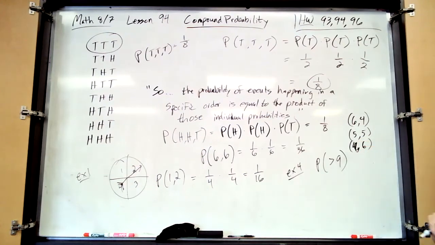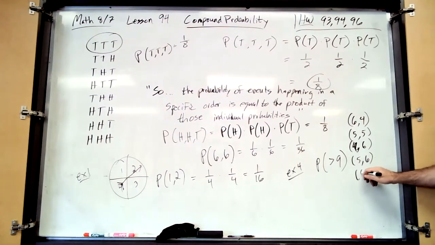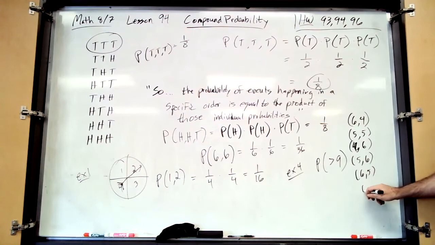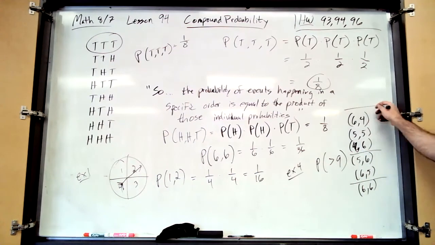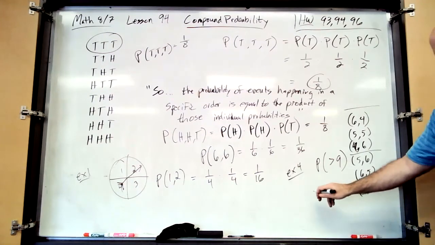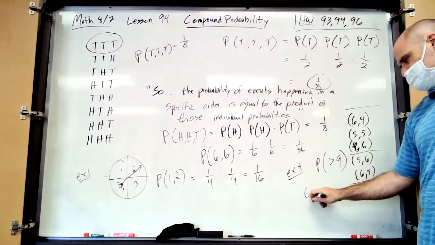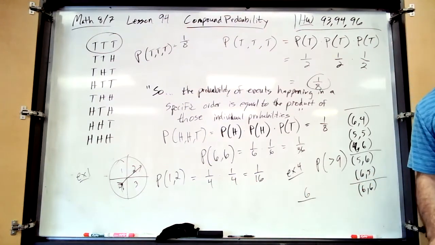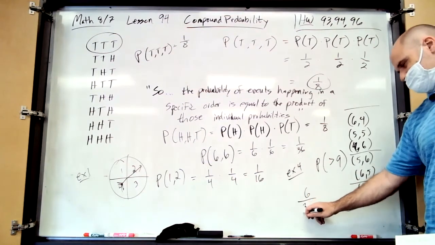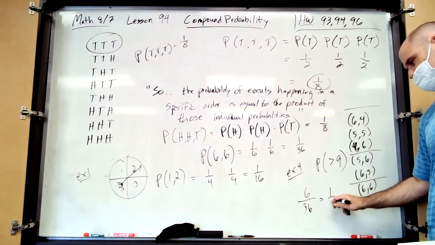A 7 and a 3? There's no 7s on a number cube, right? So now let's do 11s. What adds up to 11? A 6 and a 5, or a 5 and a 6. What adds up to 12? Just 6 and 6, right? So here's 11, here's 10, and here's 12. So how many is that? 6 out of how many total again? 36, so 1/6.